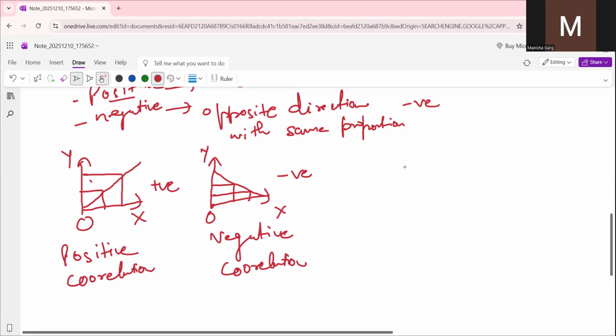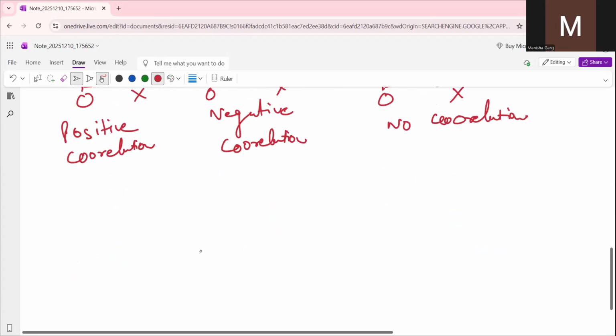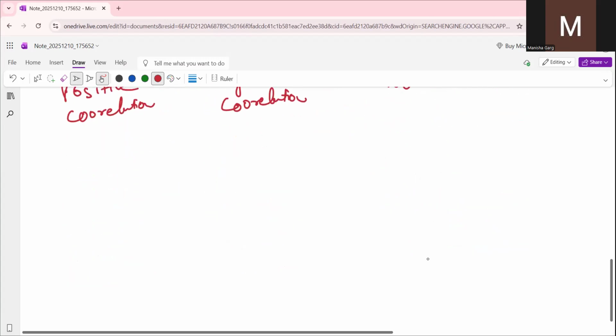When there is no correlation, the graph will be scattered, there is no correlation between the variables. This is called no correlation between the variables. Is it clear? So let's go further and we will do some practical example. Firstly, we will see the formula of correlation.